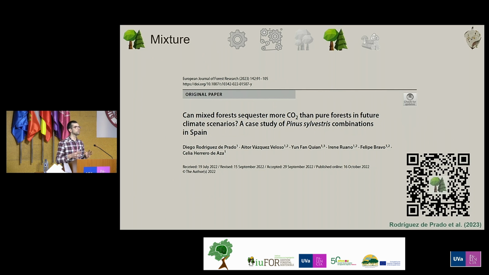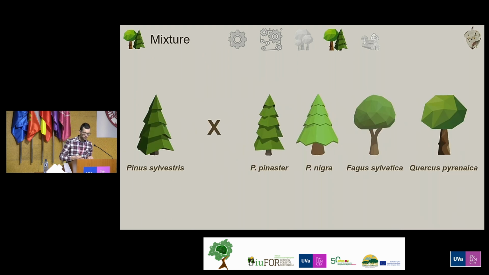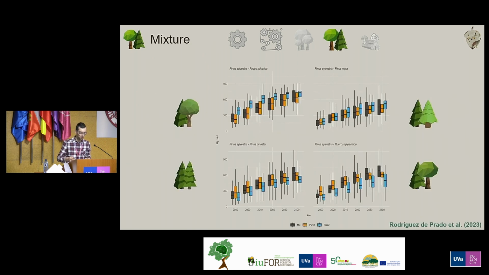And before going to the management part, we wanted to compare mixed stands versus pure stands and to understand which kind of forests are able to sequester more carbon. To do that, we studied 4 species mixtures, Pinus sylvestris combined with another 2 conifers and 2 broadleaves, and our goal was to simulate 100 years of natural growth and to compare the carbon sequestration in mixed versus pure stands.